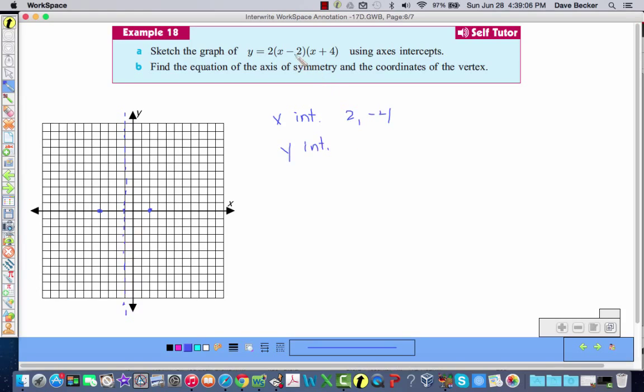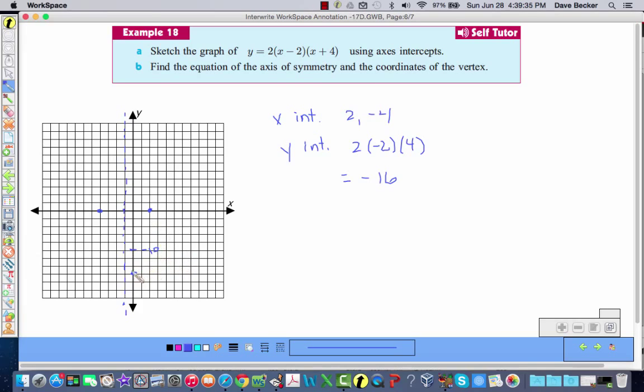And that's going to be, let's see, when x is 0, we have -2 times -2 times 4, so that's going to be equal to -16. So on the y-axis, I'm going to have everything worth 2. So let's see, 2, 4, 6, 8, 10, 12, 14, 16. So there's my y-intercept.